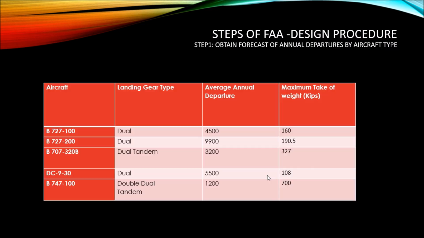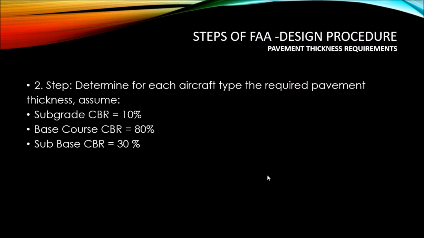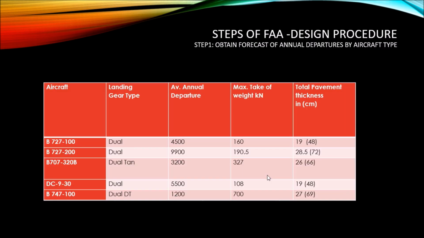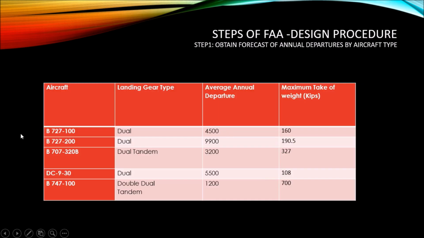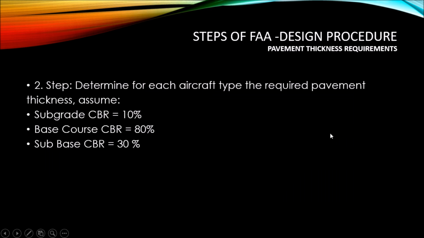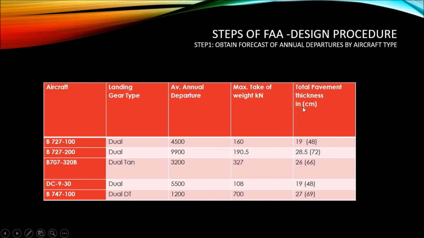Using the table that was given to us initially, we now extend the table and add another column. Initially we are given aircraft type, landing gear type, annual departures, and the maximum takeoff weight, which have already been given to us. We have four columns, so we add the fifth column, and this fifth column is the total pavement thickness in inches.